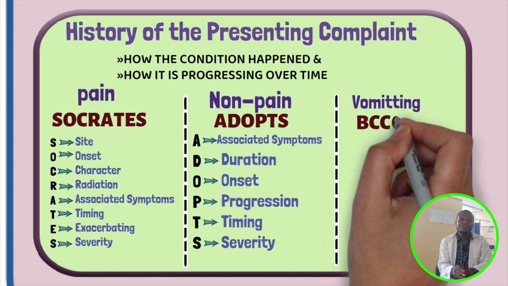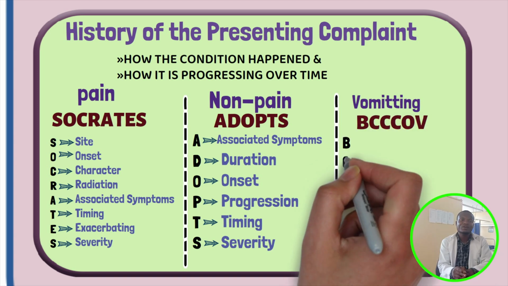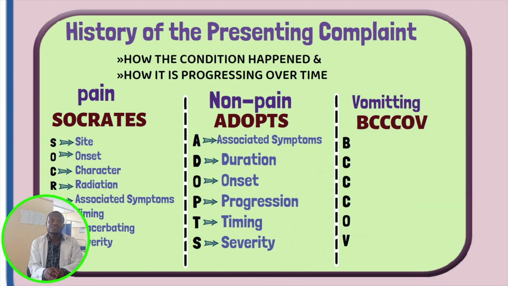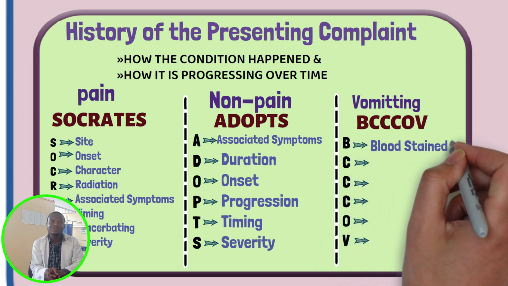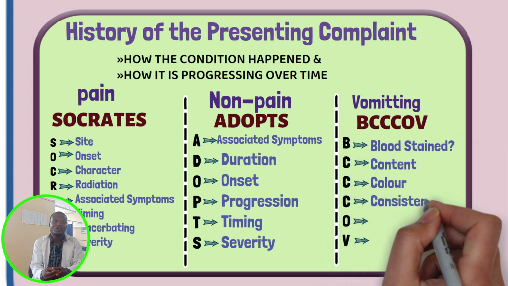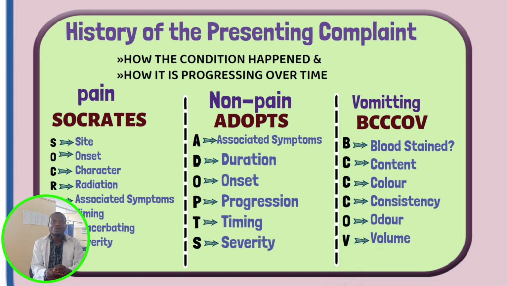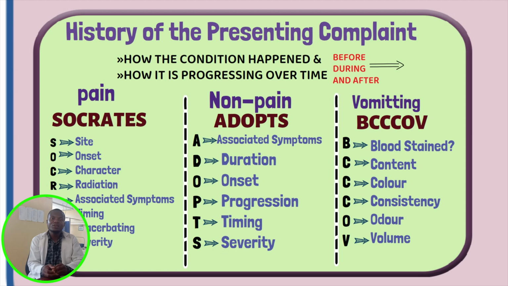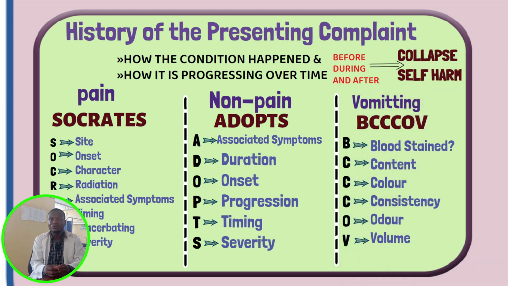When a patient is presenting with vomiting, you will classify the vomitus using the BCCCOV. The BCCCOV stands for: is there blood staining, the content of the vomit, the color of the vomit, the consistency of the vomit, odor, and the volume of the vomit. What happened before, during, and after episodes of collapse or self-harm is usually important to ask.